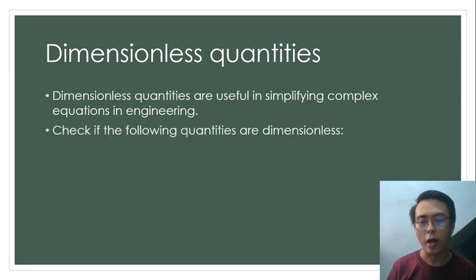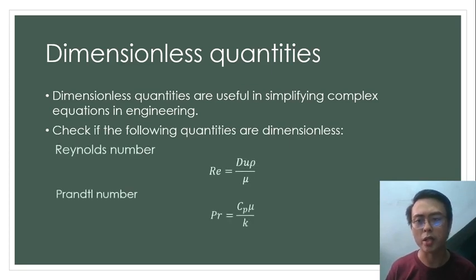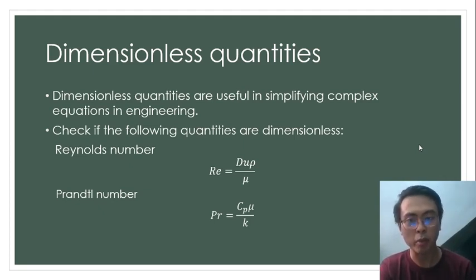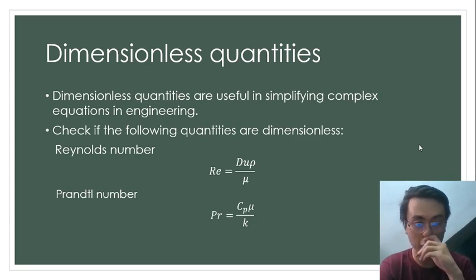As an example, let's check if the following quantities are indeed dimensionless. One of the most famous dimensionless numbers in chemical engineering are the Reynolds number and the Prandtl number. You will be encountering these in your transport phenomena and fluid mechanics. Let me write the Reynolds number: Re = d u rho over mu, where d is diameter, u is velocity, rho is density, and mu is viscosity.